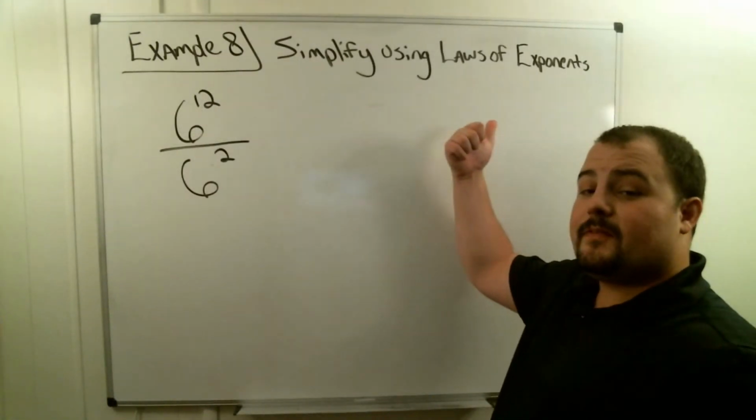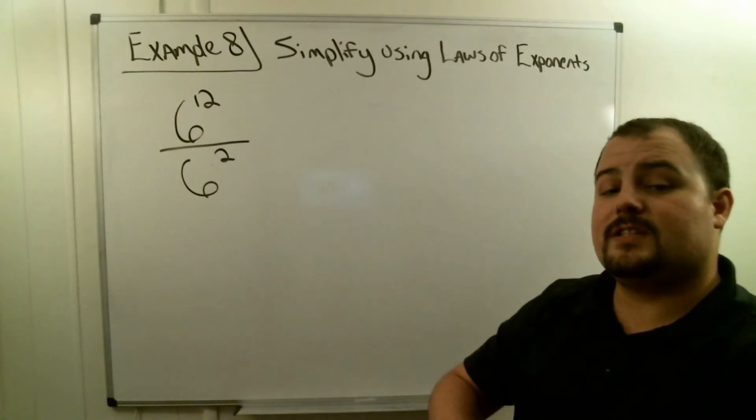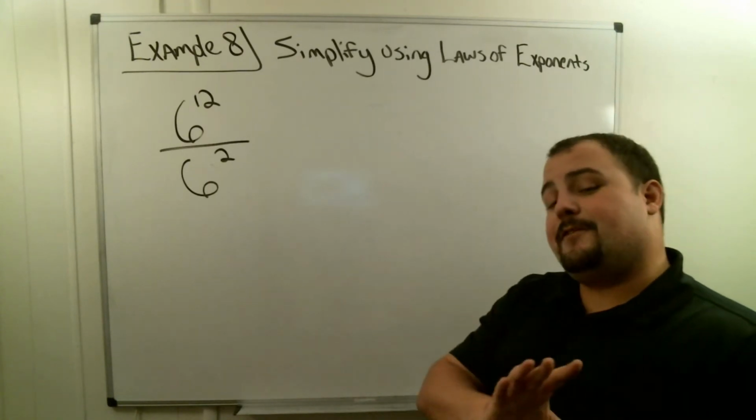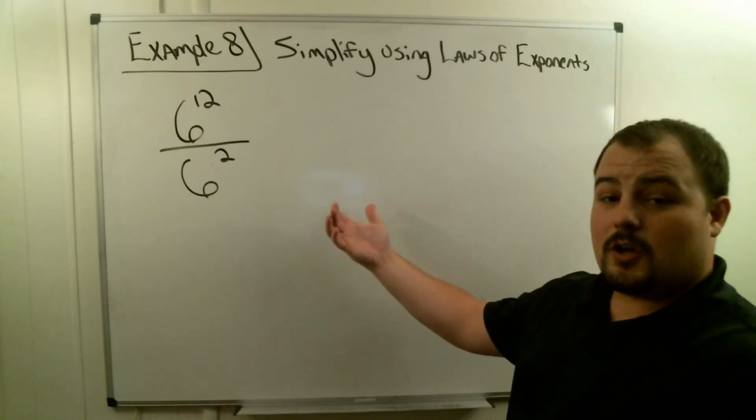Example 8. In example 8, we're still simplifying using the laws of exponents, still have division happening as we did in the previous example. So this is our second example of how division works. If you feel like you can do this on your own, please by all means go ahead and do it on your own. I'm going to go ahead and solve it.